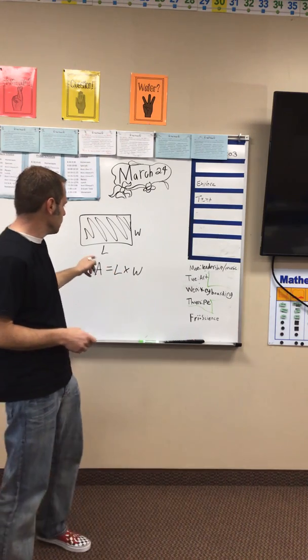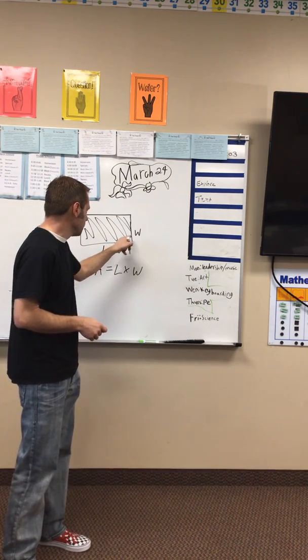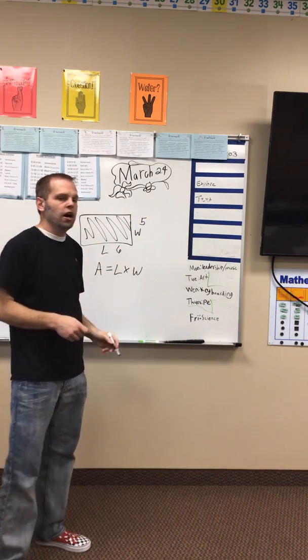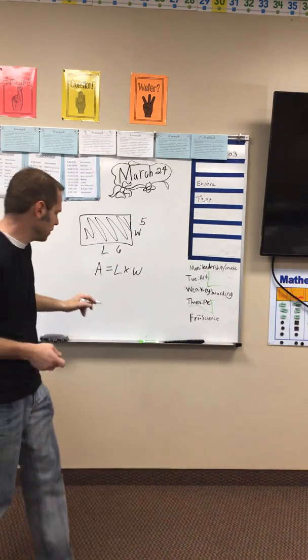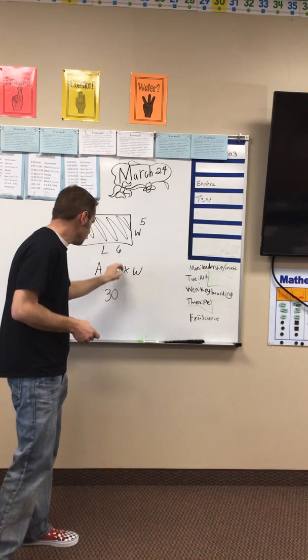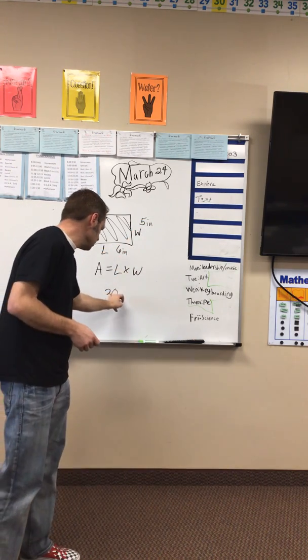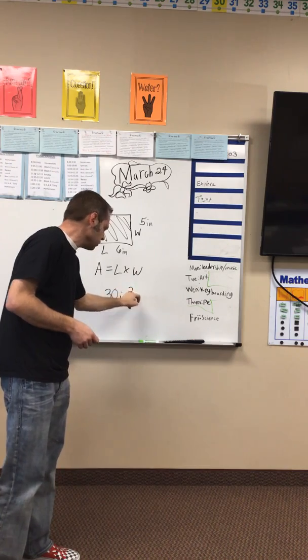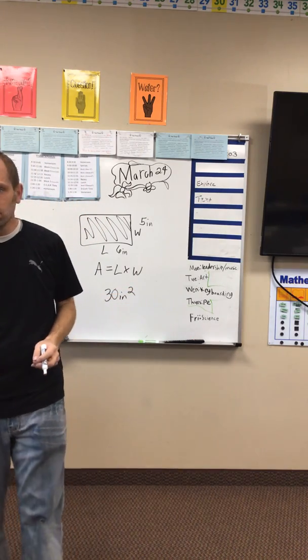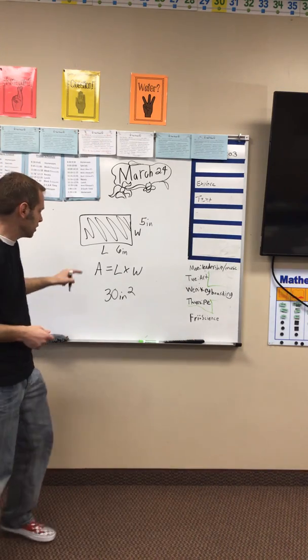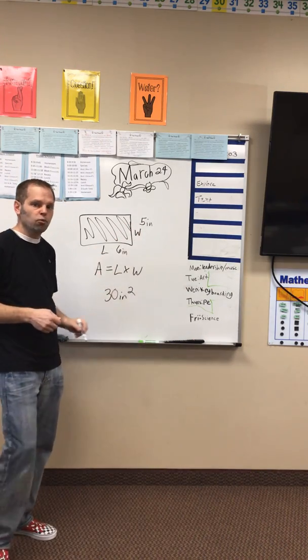If the length of this rectangle is 6 and the width is 5, I would do 6 times 5 to get 30. If I'm talking inches here, it would be 30 inches. With area, I'm going to put squared. The little 2 means that you are talking two dimensions. In this case, it is length and width.